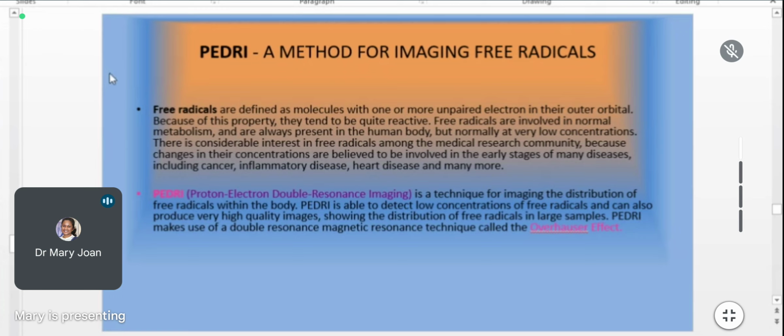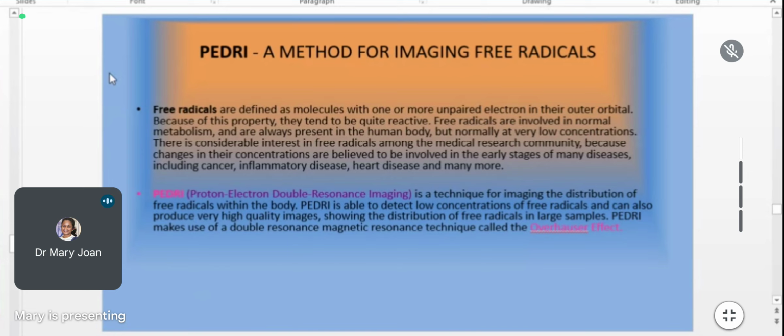And free radicals are involved in normal metabolism and are always present in the human body, but normally at very low concentrations. There is considerable interest in free radicals among the medical research community because changes in their concentrations are believed to be involved in the early stages of many diseases, including cancer, inflammatory disease, heart disease, and many more.